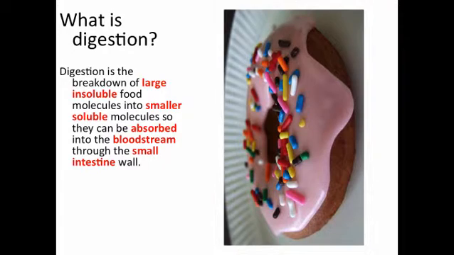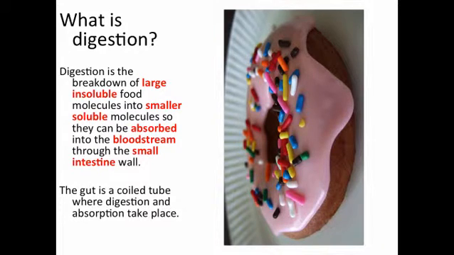The whole point of digestion is to break down large, insoluble food molecules that you take in when you eat your food into smaller ones which are soluble. These smaller molecules are then eventually absorbed into your blood through the wall of your small intestine. Without digestion, you wouldn't be able to get any of the nutrition from your food.